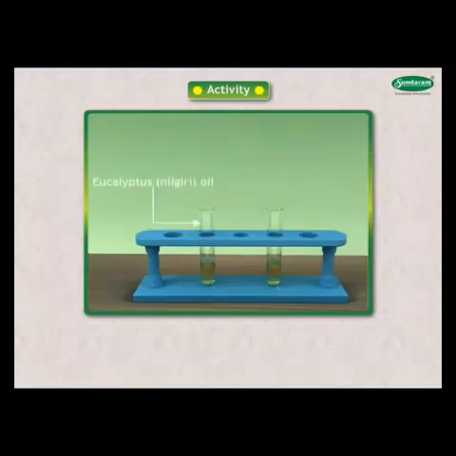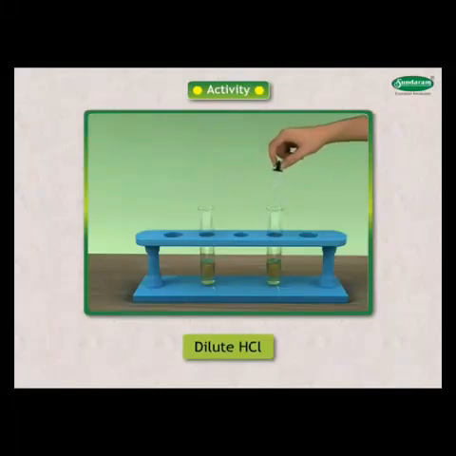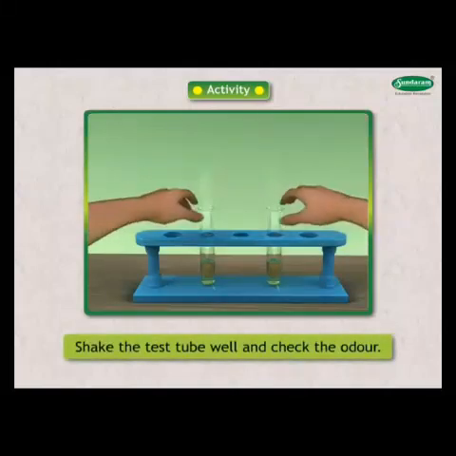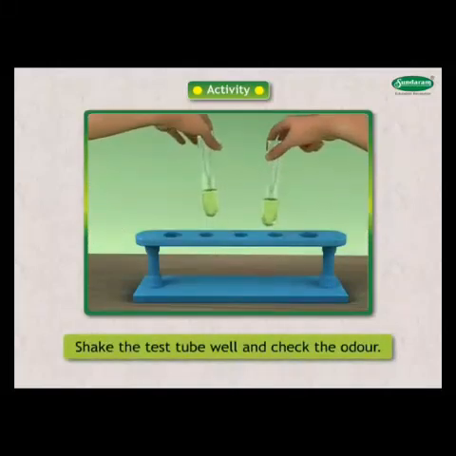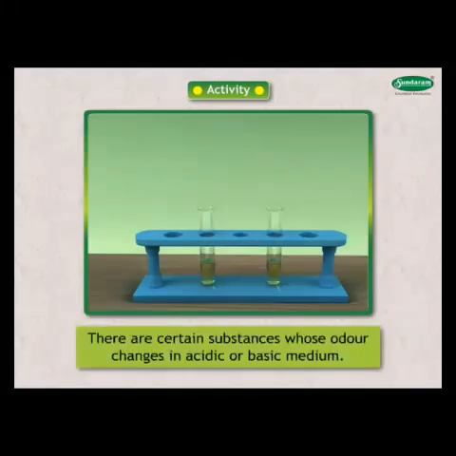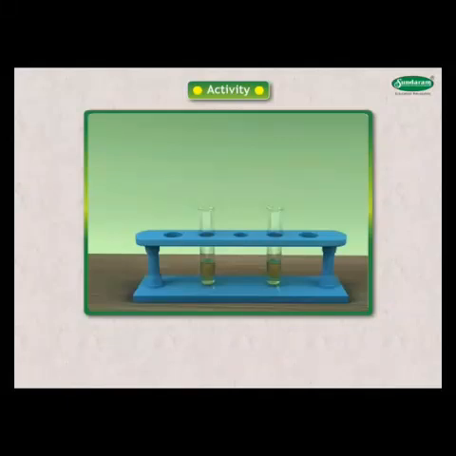Look at this activity. Take a few drops of eucalyptus or nilgiri oil, eau de cologne, in 2 test tubes each. To one of the test tubes, add dilute HCl and to the other, add dilute NaOH. Shake the test tube well and check the odor. You can choose some more substances with typical odor and analyze them. There are certain substances whose odor changes in acidic or basic medium. These substances are known as olfactory indicators.